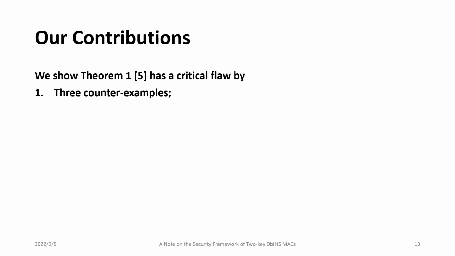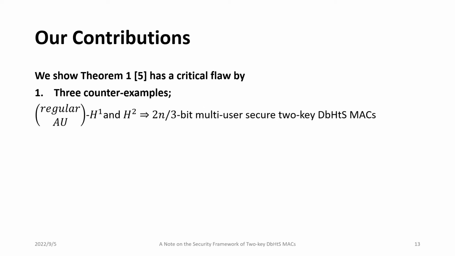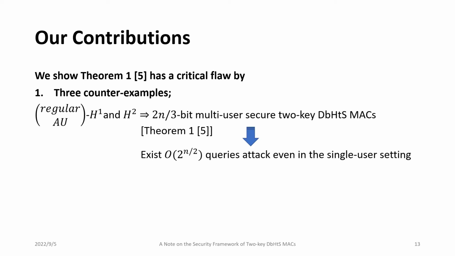However, we point out that their framework has a critical flaw by giving 3 counterexamples. In our examples, the two hash functions also satisfy regular and AU properties, and the examples based on them should be 2n/3-bit multi-user secure 2-key DbHtS MACs, according to Theorem 1. But we find they exist a 2^(n/2) queries attack even in the single user setting. It is a contradiction. We also show clearly the miscalculation in their proof leading to such a flaw.